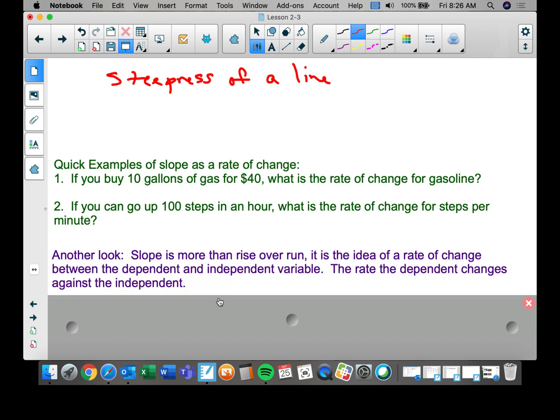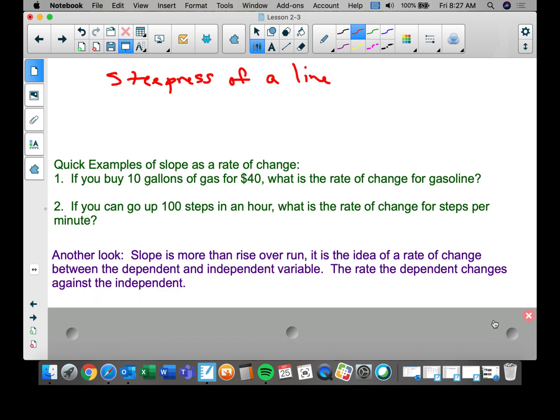So slope is more than just rise over run. Like I said, it's an idea of rate of change between two variables, an independent and a dependent variable. The rate of the dependent changes against the rate of the independent. So it's always comparing those two things. It's just another way of thinking of slope. And now that we're in Algebra 2, we're going to try to deepen your understanding of what slope actually is, so you don't just think it's rise over run or y1 minus y2 over x1 minus x2 or something like that. We want to make sure you understand that it's a rate of change.